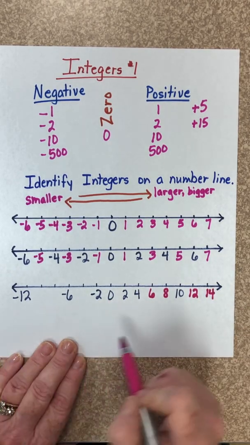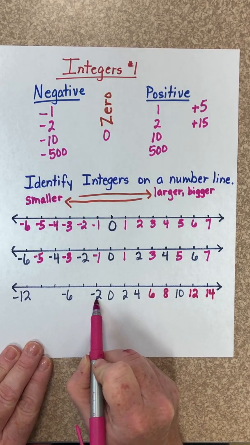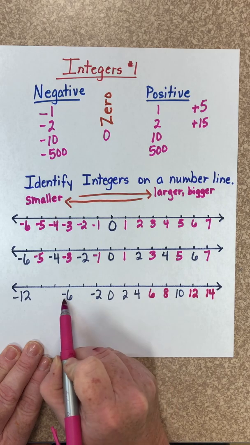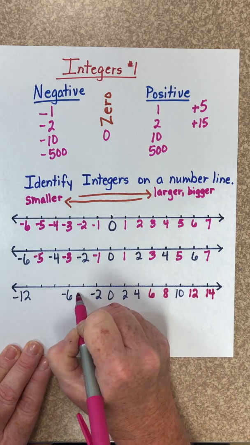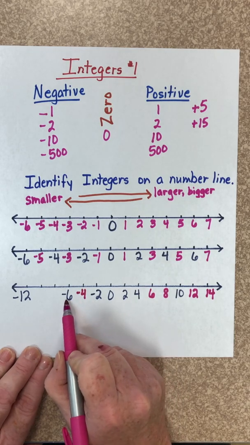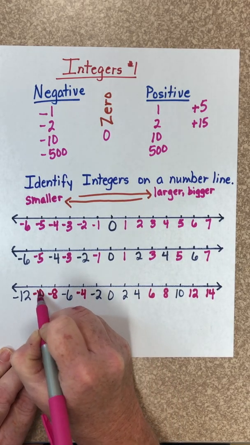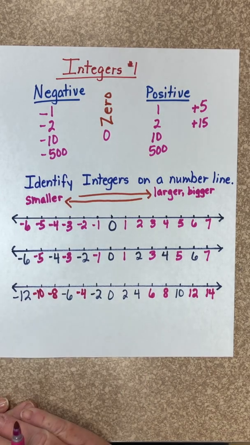Now let's go to the left. Here's 0, -2, one tick mark between -2 and -6 would be -4. So -2, -4, -6, -8, -10, and here's -12.